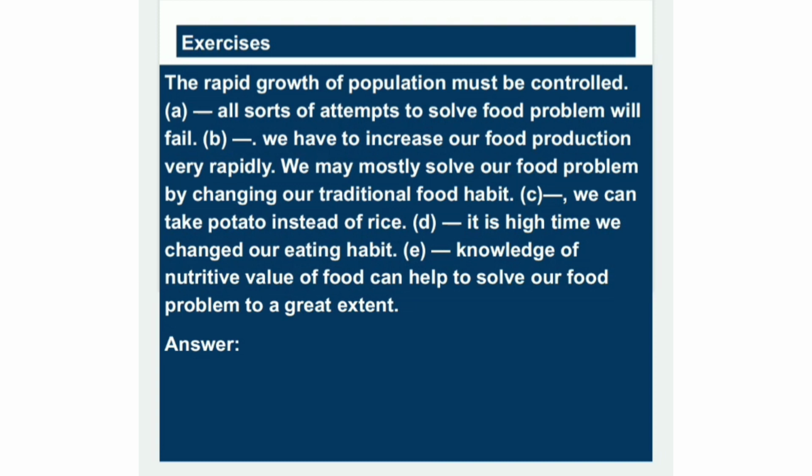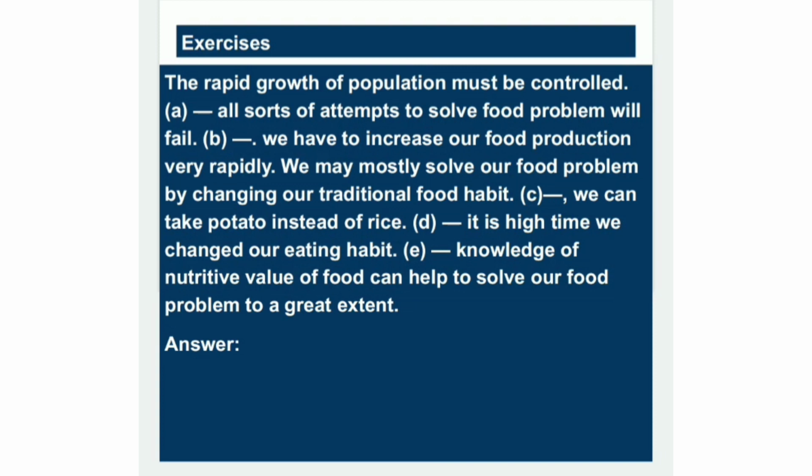Try to find out the relationship between the two sentences. I hope you all have easily understood the relationship between the two sentences. It is certainly a contrast relationship. That's why we'll put a contrast connector here. What can be used here? If we use otherwise, I hope the answer will be okay. The rapid growth of population must be controlled, otherwise all sorts of attempts to solve food problem will fail.